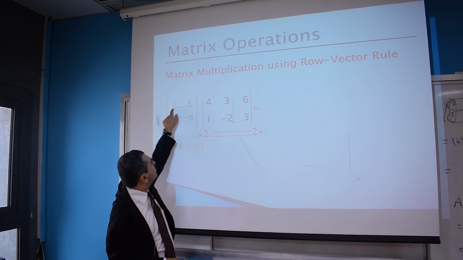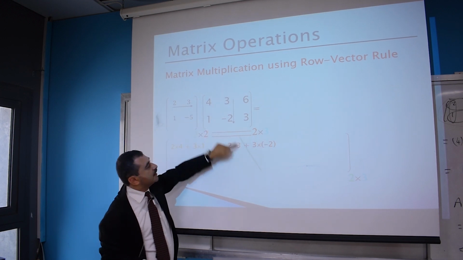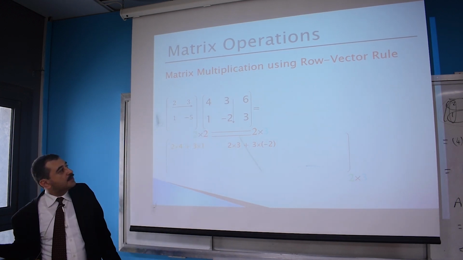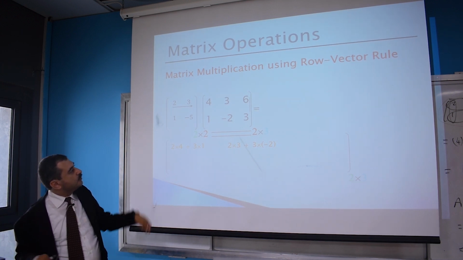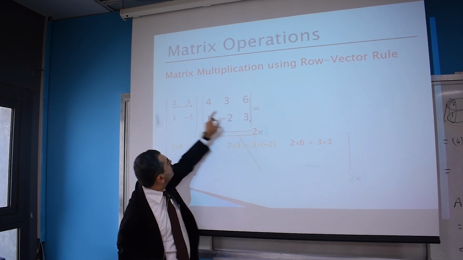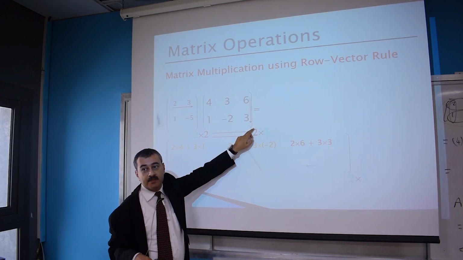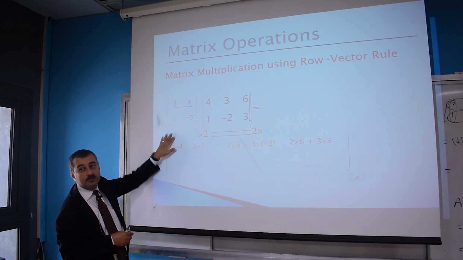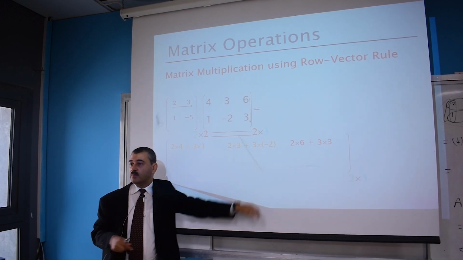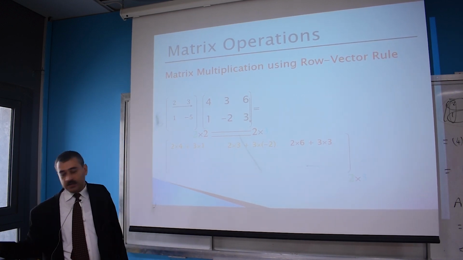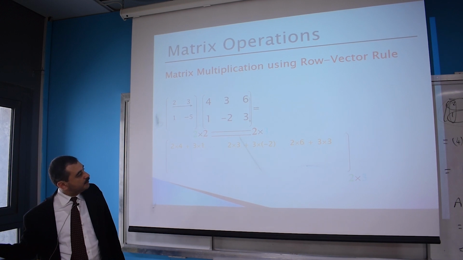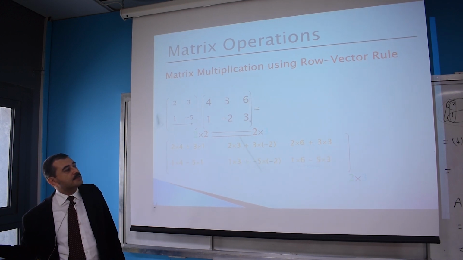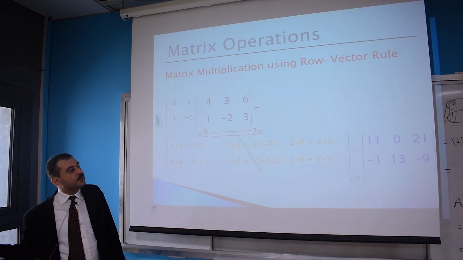So we'll get here 2 by 3 plus 3 by negative 2. And then move to the third column, which is 2 by 6 plus 3 by 3. And then move to the second row to fill here the second row. So take the second row with each column and repeat. You'll get these guys. Simplify to get your output.